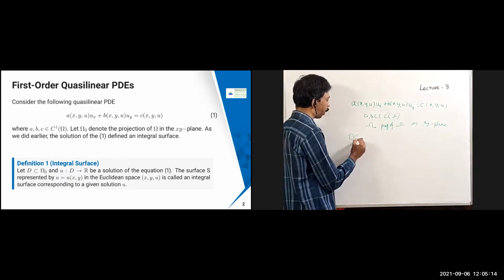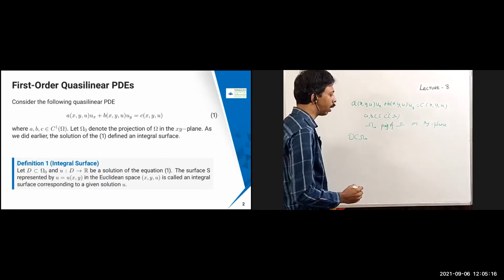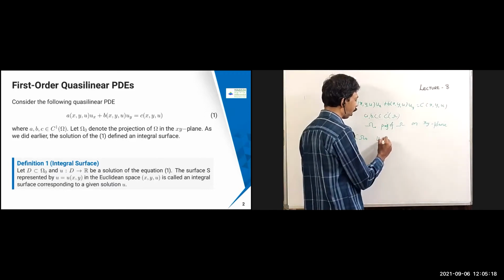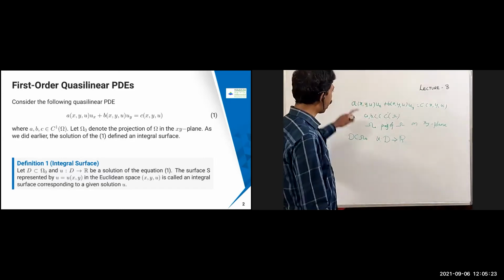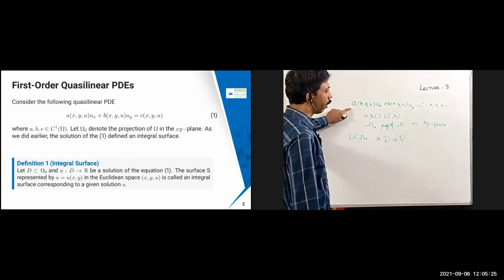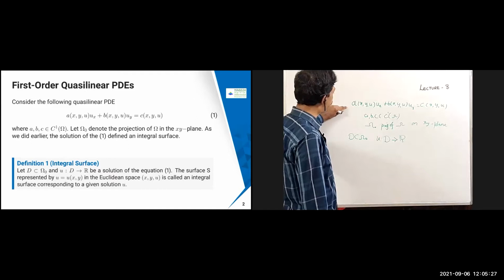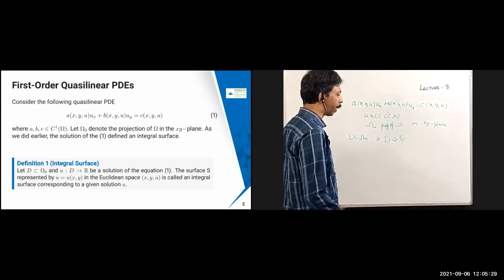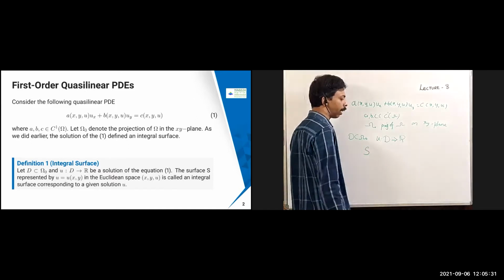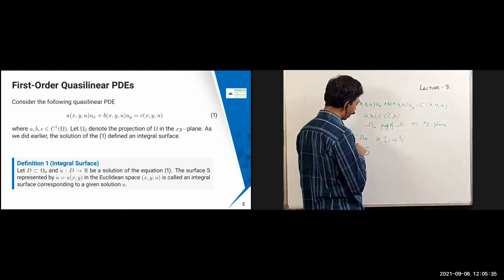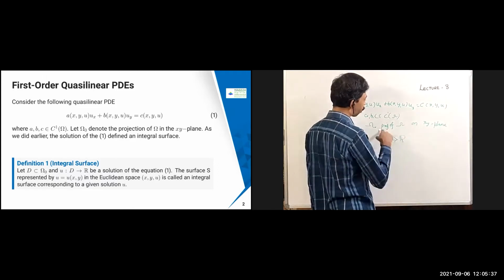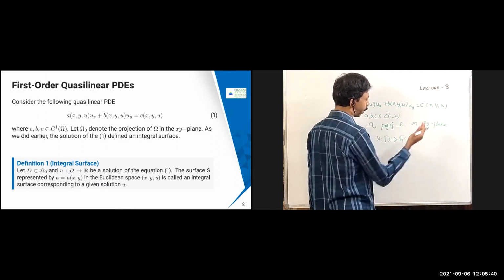Let D be a subset of omega naught, and u a function from D to R. This is a solution of this problem one. Then what we are going to obtain is a surface, because D is a subset of omega naught, which is a subset of the projection of omega on the xy plane. That means we are sitting in the xy plane.